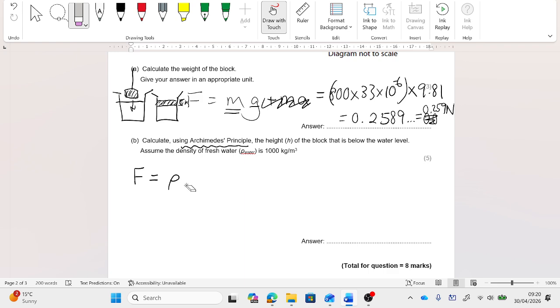times the acceleration due to gravity, G, and then times the volume. Okay, that is the formula to solve this problem, and that's based on Archimedes' principle. But remember, this is not the Archimedes' principle. This is just a formula. The Archimedes' principle is the sentence I've just shown you there.